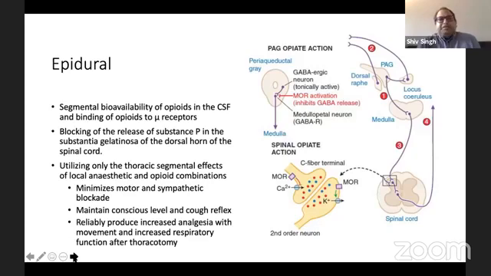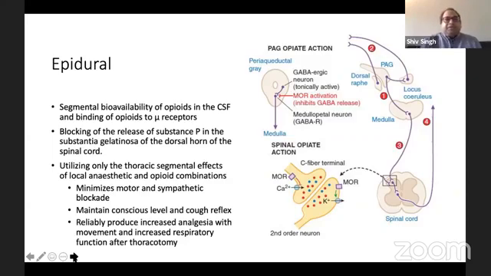So the advantage, obviously, of epidural is that here we normally use a combination of local anesthetic and opioids. So there is segmental availability of opioids in the CSF, and binding of the opioid to the mu receptors occurs. And this leads to blocking of release of substance P in the substantia gelatinosa of the dorsal horn.